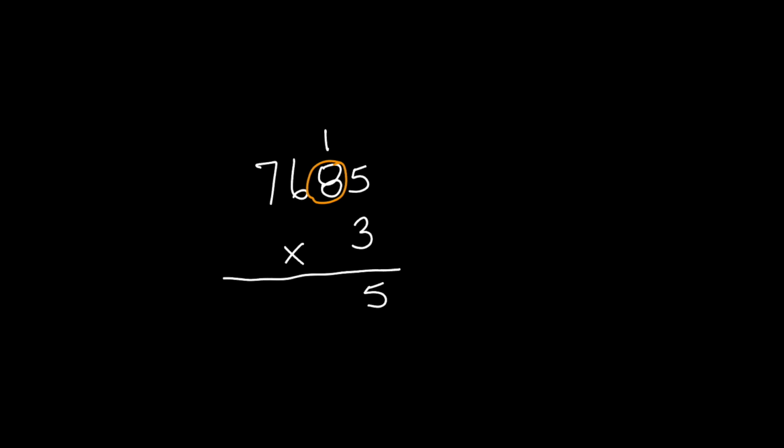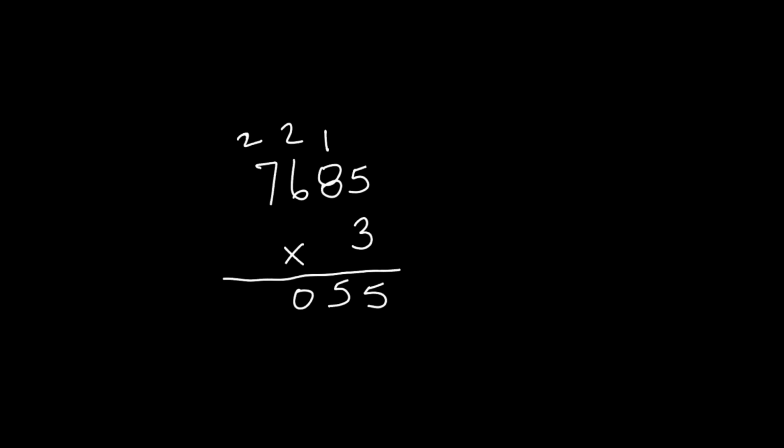So let's continue. We then will multiply 8 times 3 and get a result of 24, and since there's a 1 at the top, we will add that together with the 24 and get 25. So the 2 goes on top of the next number over, and the 5 goes next to the 5 here. Next, 6 times 3 is 18, and we will add the 2 to the 18 and get 20. The 2 goes on top of the 7 and the 0 will go next to the 5.